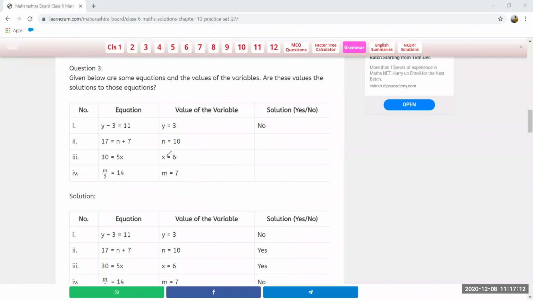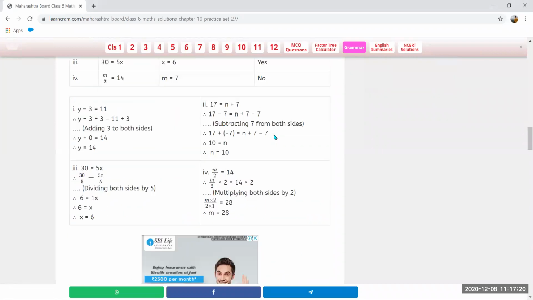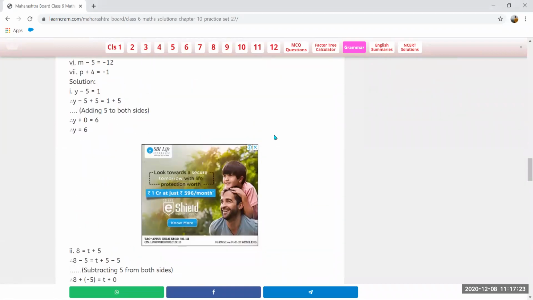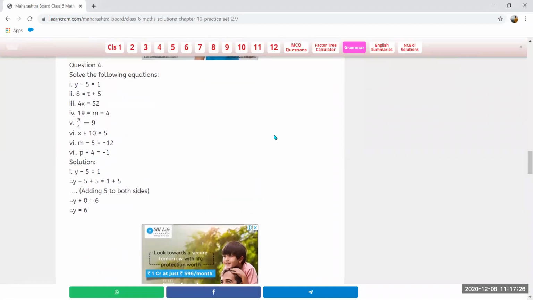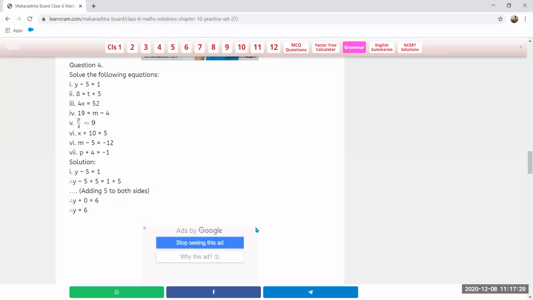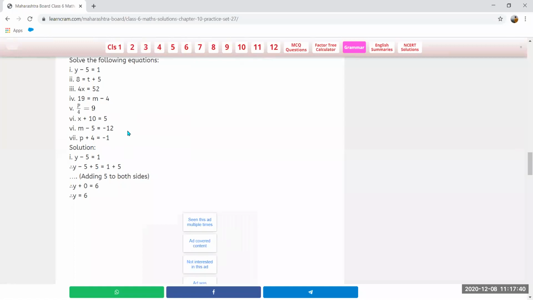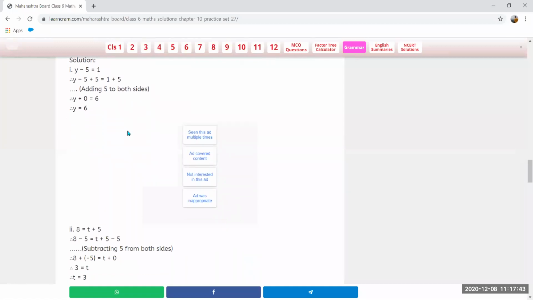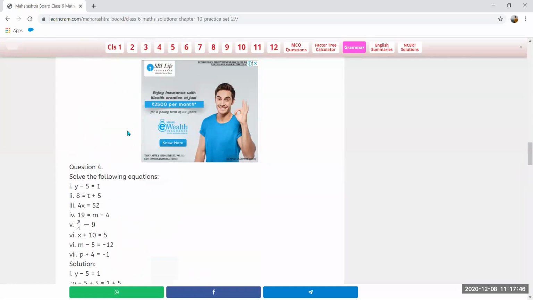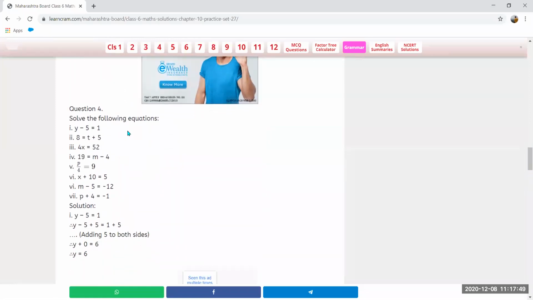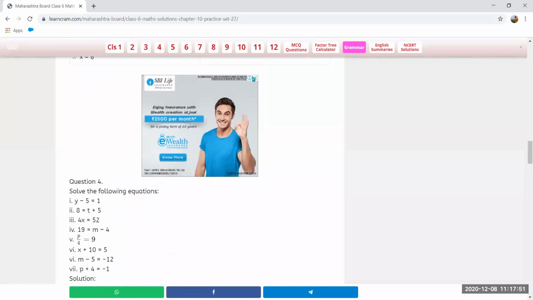Okay, so we have completed our question number 3 over here. Now let's move to question number 4. Question number 4 is: solve the following equation. So how to solve this equation? Question number 3 and question number 4 are quite the same.